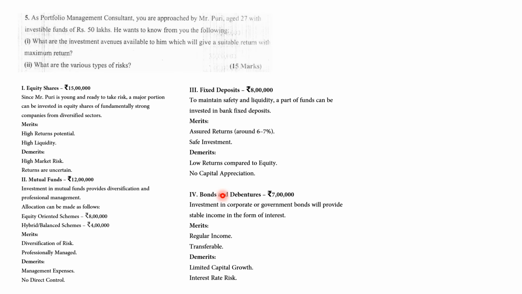Third is fixed deposit, 8 lakhs, to maintain safety and liquidity. A part of the fund can be invested in bank FD. You will get assured returns, a safe investment. Demerits are low return as compared to equity and no capital appreciation.